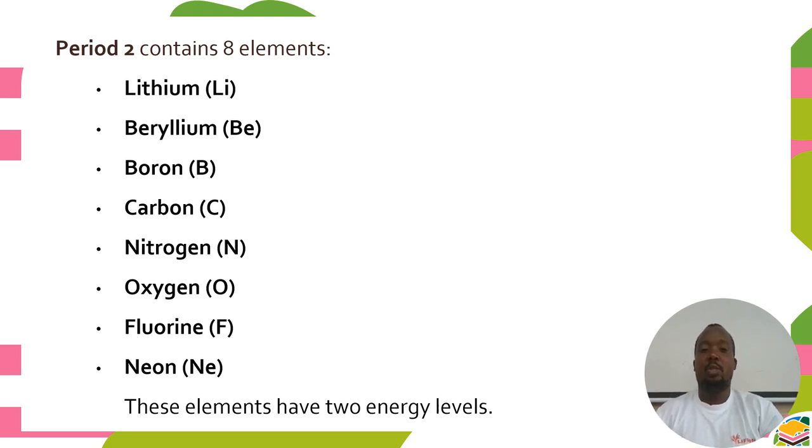Then period number 2 of 4 contains 8 elements, namely lithium, beryllium, boron, carbon, nitrogen, oxygen, fluorine, neon. So why are these elements found in period number 2? Simply because they have 2 energy levels. What is the other name of an energy level? A shell. Yes, it is a shell.